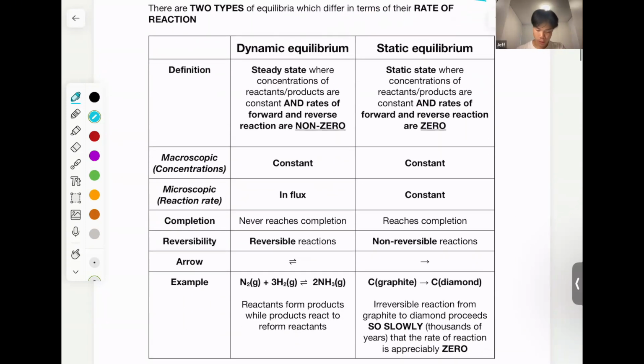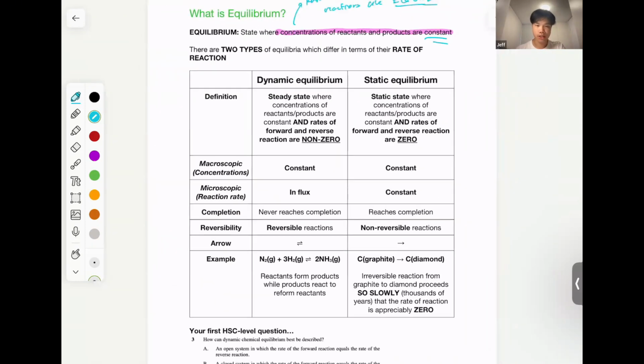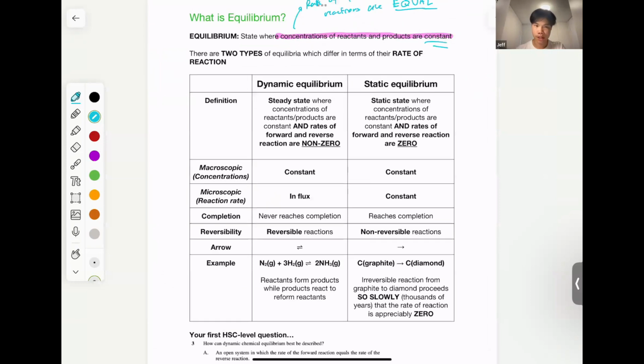So the two types of equilibria you see are your dynamic and static equilibria. Dynamic equilibria is where you have non-zero rates of reaction. Static equilibria is where you have rates of reaction that are zero. And that is the big difference. It's about the reaction rates, either being in flux, which means non-zero, or constant, which is zero.